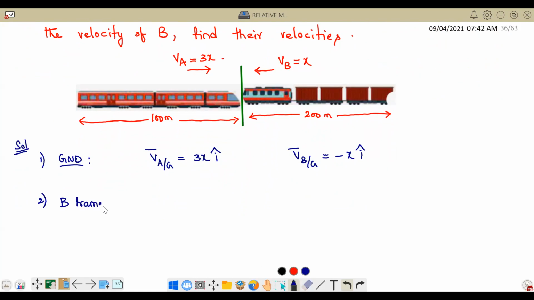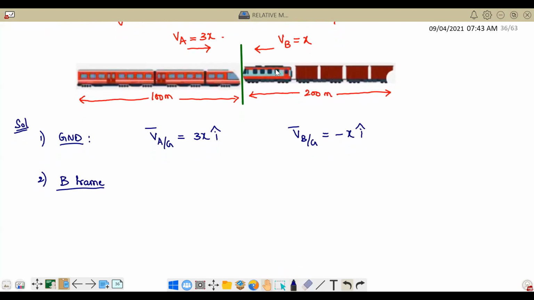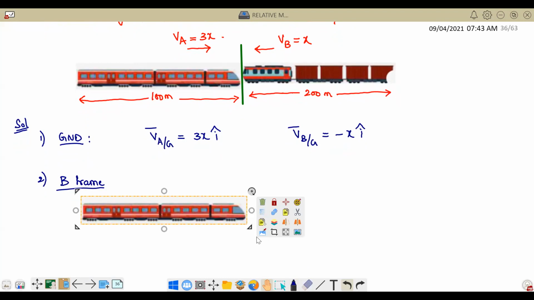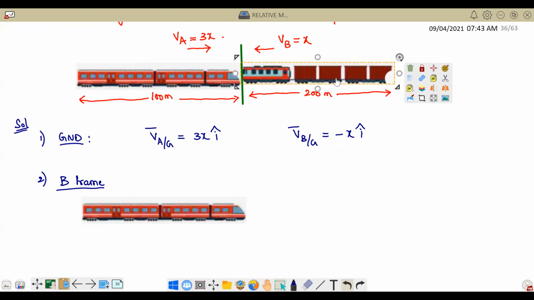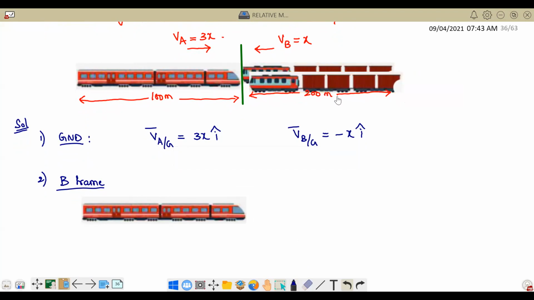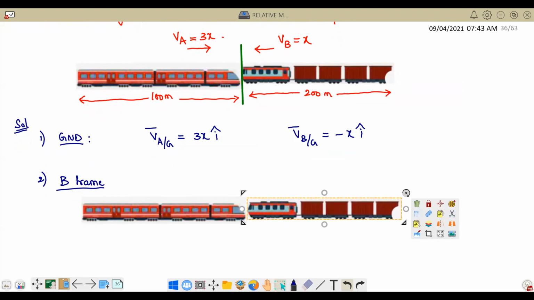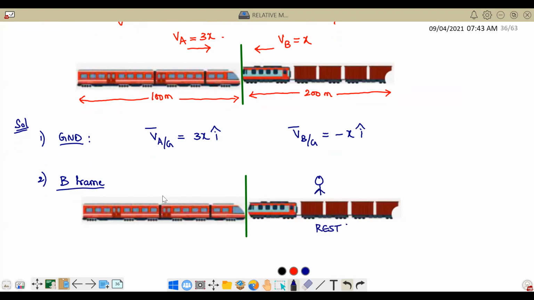So stand on B. Then B will be at rest. Correct? This is B. So the initial position will be like this, where you are standing on B. Now B will be at rest. Now A only will move. Now with what velocity will A move?